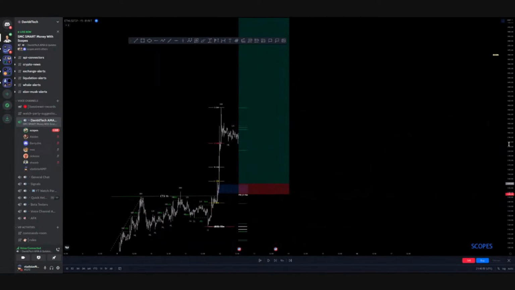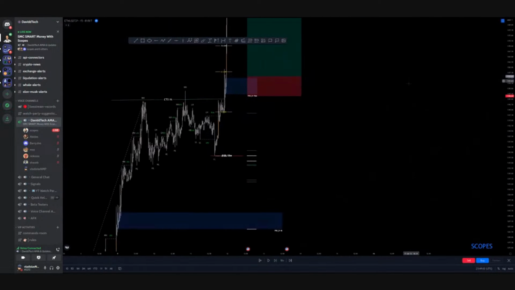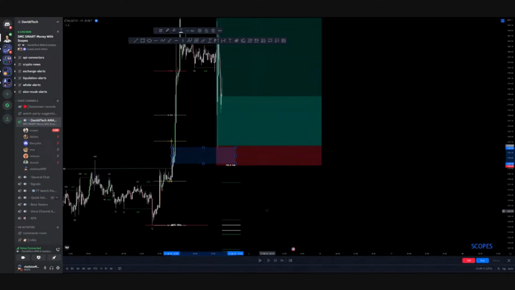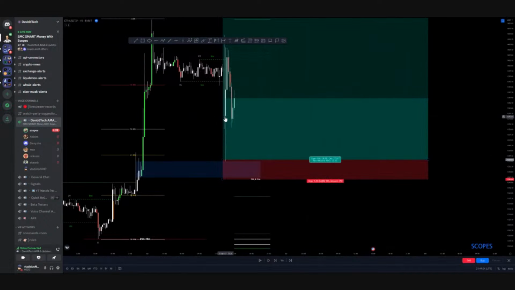So this is marked out, and price has just come in and touched it. Normally, price will come here and bounce out. There was strong buying here because you can see by the size of the wick.